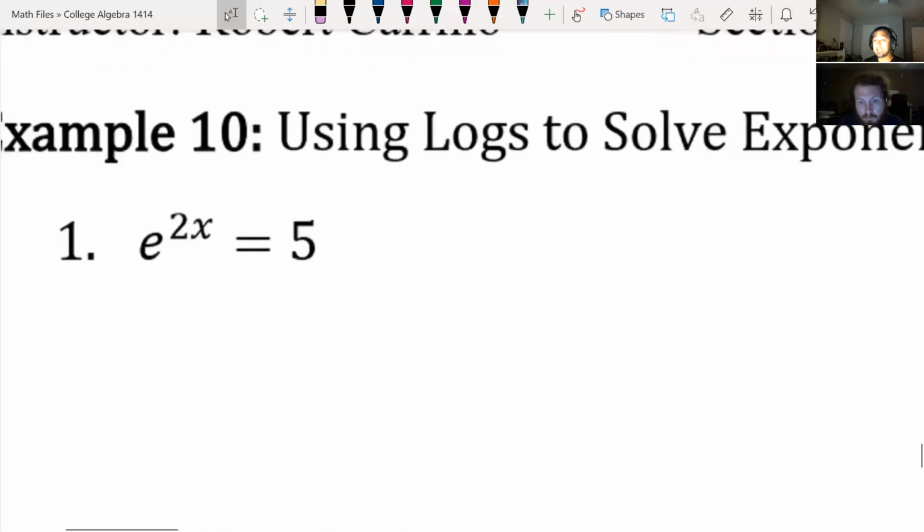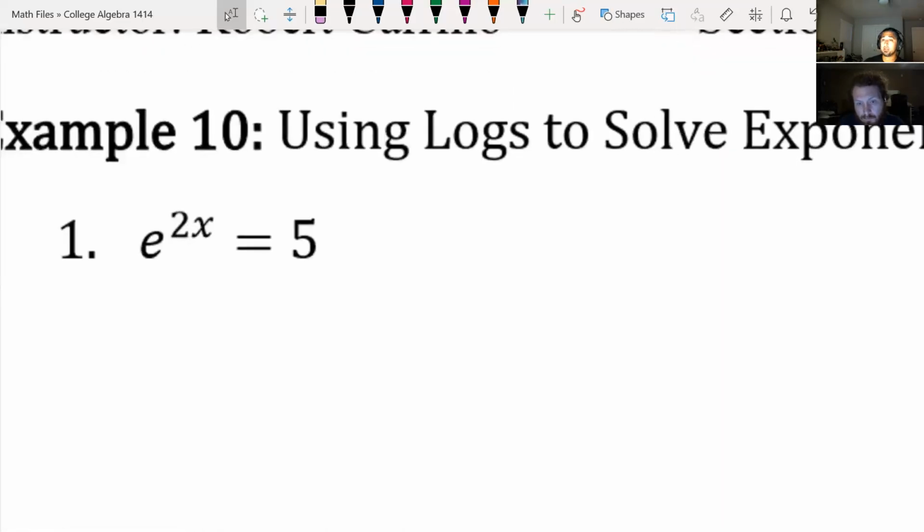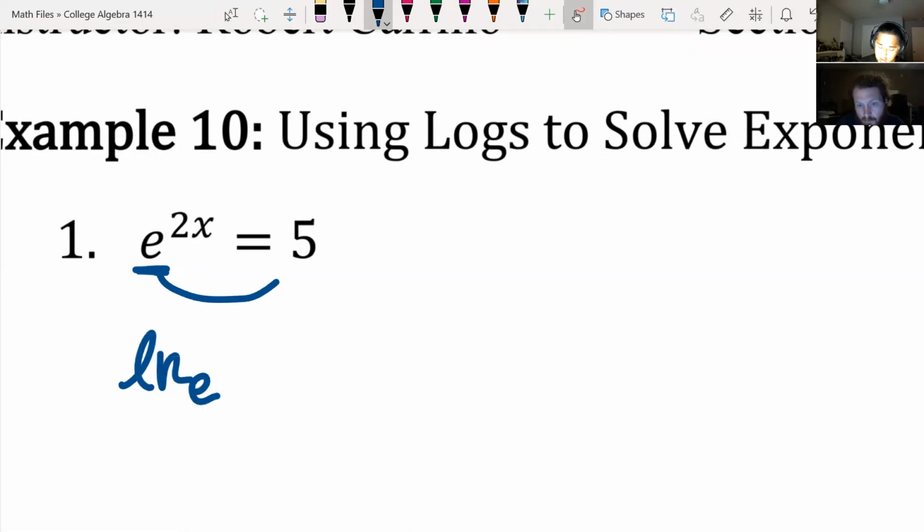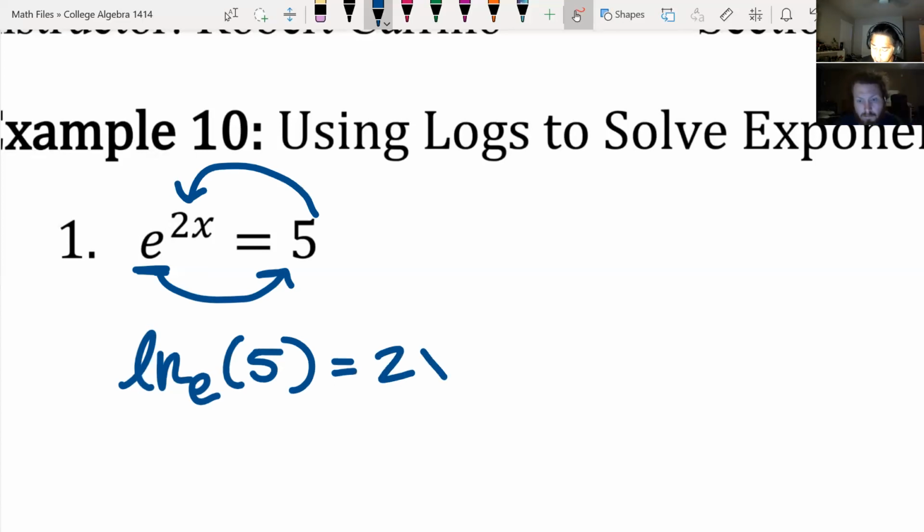So here we have e to the 2x equals 5. In order to solve this equation for x, we're going to convert it to a log. But since this base is e, we are going to use the natural log. So when we convert this, we are going to say natural log base e of the outside number of 5. So you get natural log base e of 5, and then you set it equal to the exponent of 2x.